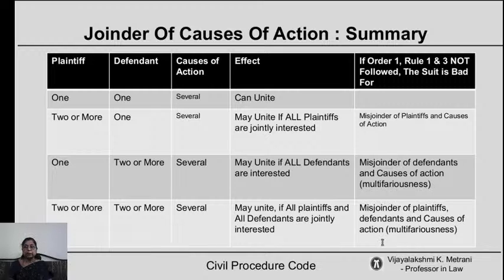So when there is a condition where several instances happen, and during those instances that plaintiff gets a cause of action to sue. So, what is a cause of action? First of all, a cause of action. What is a cause of action? What is the meaning of cause of action? How do you say that there are several causes of action?